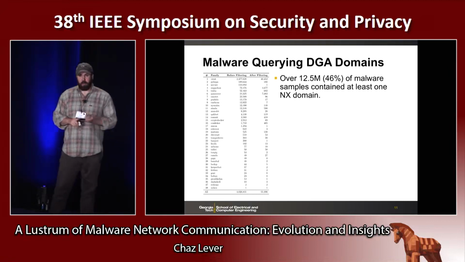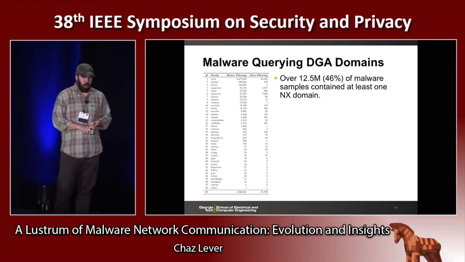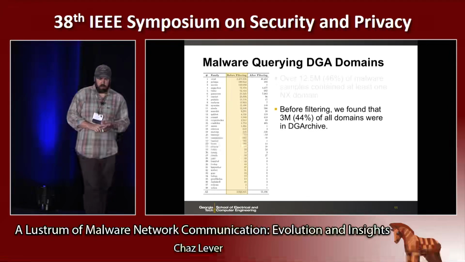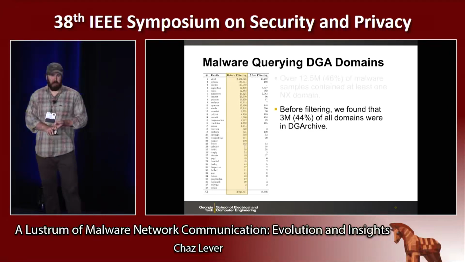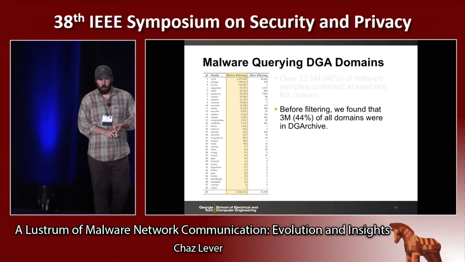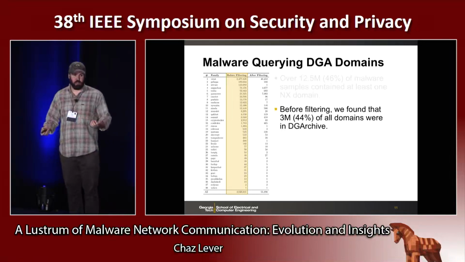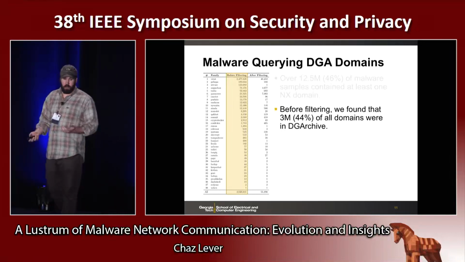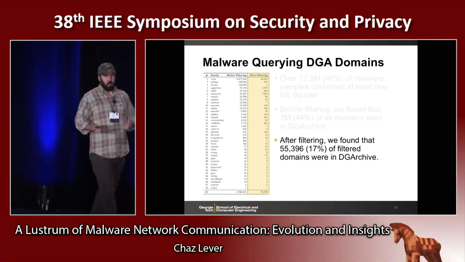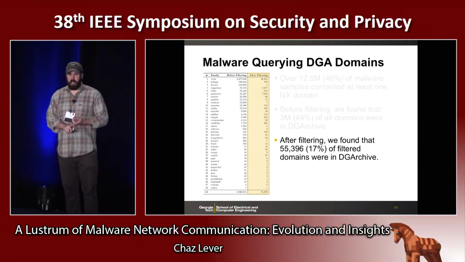But after adding some of these back in, we used the DGA archive to look at approximately 50 million known DGA domains. What we saw was that before filtering, about 3 million of the almost 7 million effective second-level domains queried by malware were in the DGA archive. So almost half of the domains in our data set were from DGAs. And even after filtering, almost 17% of the remaining 327,000 domains were in the DGA archive as well.